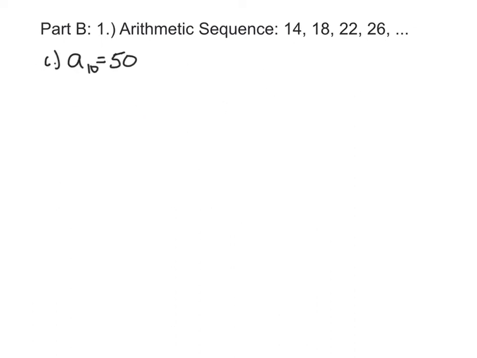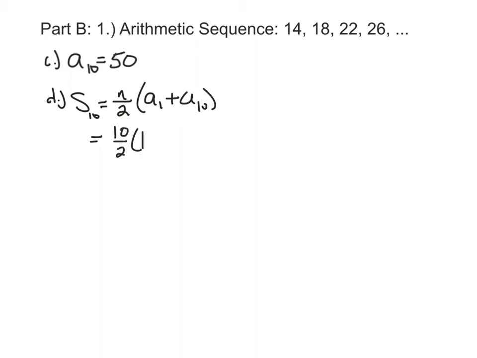For the next part of it, it asks to find the sum of the first 10 terms. So that would be S10. Again, we're dealing with an arithmetic series, so we're going to need the formula for that, which is n over 2 times first term plus last term, in this case, 10th term. So since there are 10 terms, n is 10. Our first term, we said, was 14. And the last term was the 10th term, that 50.